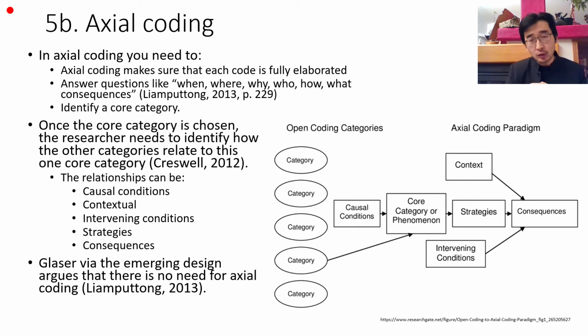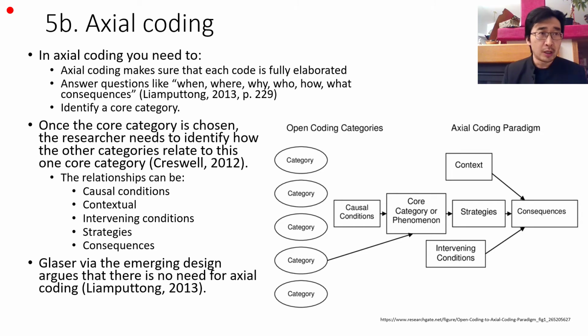It seems like it's central to your theme or to your theory, and all the other categories can relate to it. You can also find this core category by looking at the frequency of its occurrence, its quick and easy saturation, or its clear implications for the development of your theory. These relationships, or how these categories can relate to each other with respect to the core category, can be causal, contextual, intervening strategies, or consequences, right?